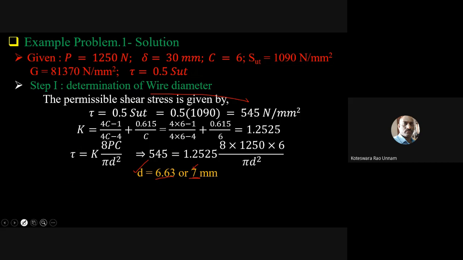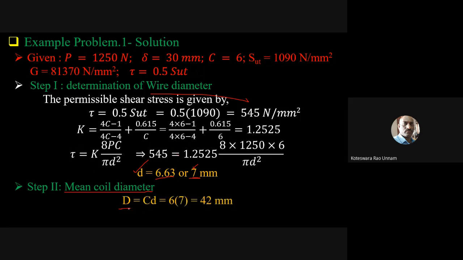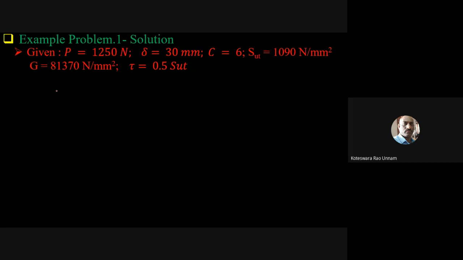Then we need to compute the mean coil diameter. Like I said, we'll use the relation between wire diameter and mean coil diameter. That is, mean coil diameter is C into D. We know the C value, which is 6, and D is 7, which we just computed. So you get 6 into 7, which is 42 mm. So the second parameter is over.